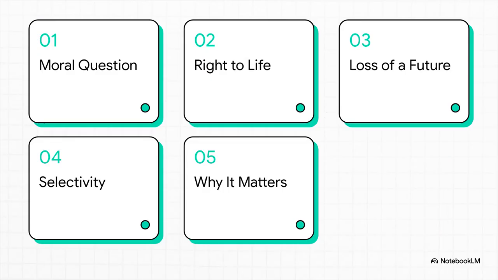Okay, let's dive in. So here's what we've got on tap. First, we're going to nail down the central moral question that's really at the heart of everything. Then, we'll get into two of the biggest arguments you'll hear, one based on a right to life and another that's all about the loss of a future. After that, we'll zoom in on the really tricky issue of selectivity, and then we'll wrap up by talking about why all this abstract philosophy actually matters so much in the real world.